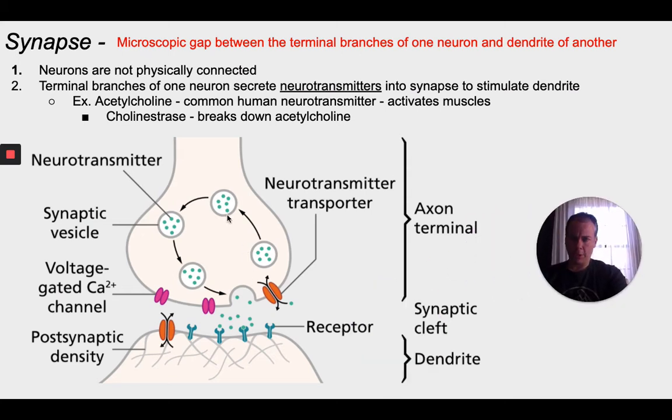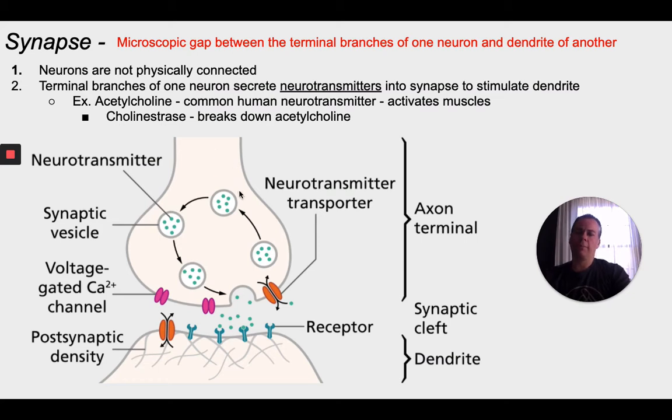So that gap: this would be the terminal of one neuron, and this would be the dendrites of the next neuron. You'll notice they're not physically connected with each other. They're not attached to each other. There's a gap, and that gap is called the synapse, this microscopic gap between two neurons.